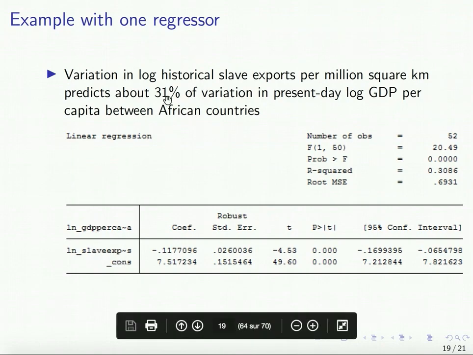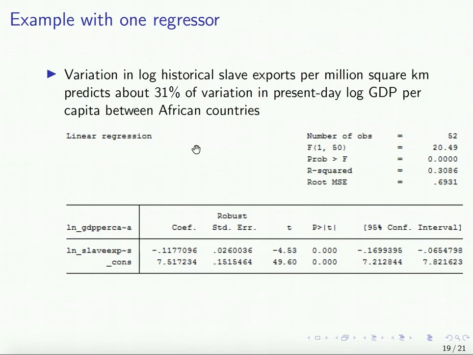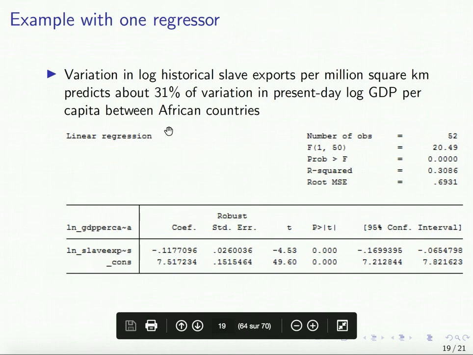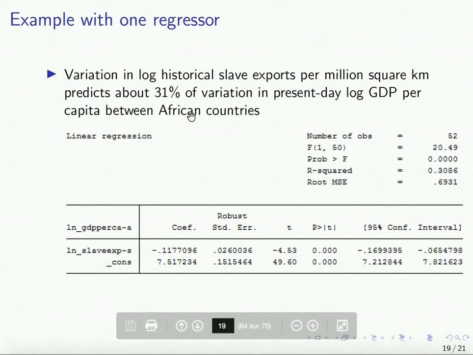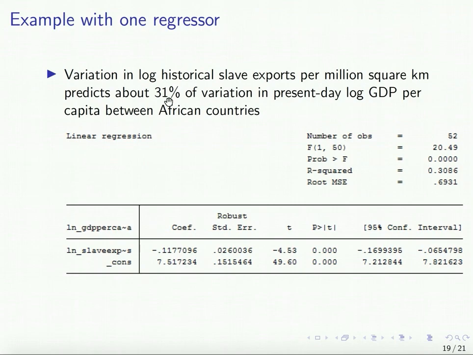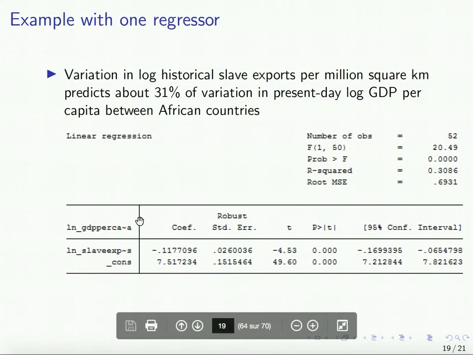What the R squared is telling you is, if I want to predict GDP per capita in an African country in the year 2000 with some accuracy, how would this model predict GDP per capita across African countries? The answer: you're going to predict about 31% of the variation across African countries using this model.